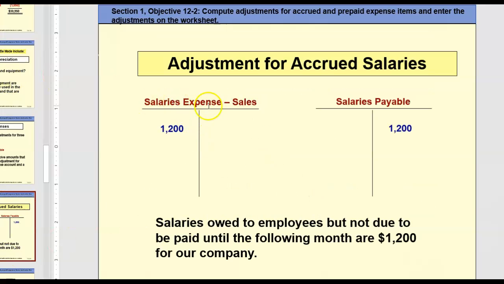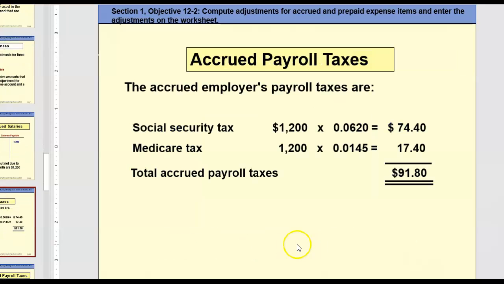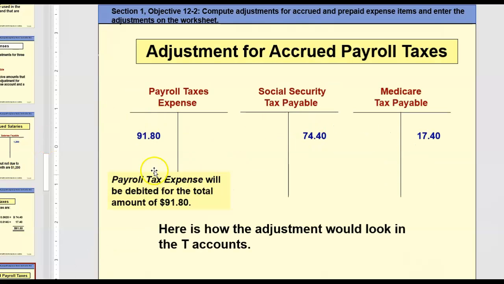Like here, salary expense and salaries payable. There's your credit, your payable. All payables are credits. All expenses are debits. Same with the payroll tax. Let's say you've figured out your payroll tax, like in the previous chapter, and you know that's something you have to pay. The adjustment will be a payroll tax expense, a debit, and Social Security payable, a credit. Anything payable is a credit. That's what the accounts would look like.